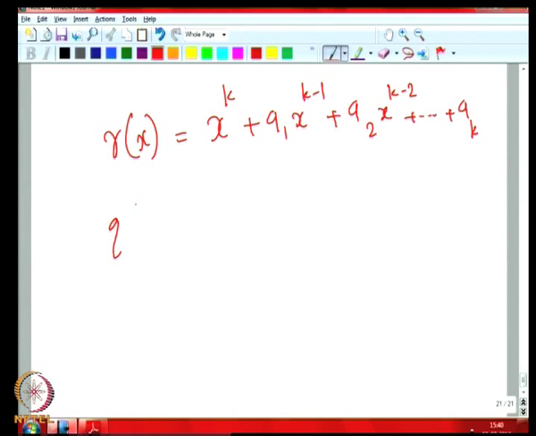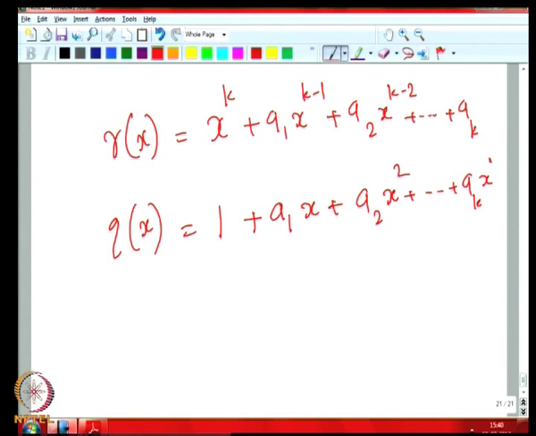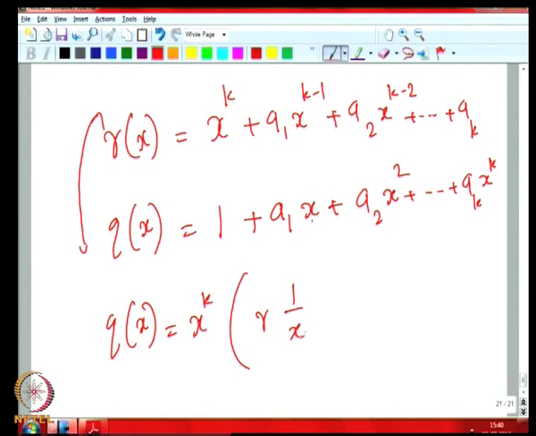On the other hand, q(x) looked like this: 1 plus a1 x plus a2 x squared, and finally a_k times x raised to k. So there should be a relation between this and this, because the coefficients are the same, except that here it is x raised to k, and here it is 1, here x raised to k minus 1, here x. With some inspection we can see that the relation is that q of x is equal to x raised to k into r of 1 by x, isn't it?